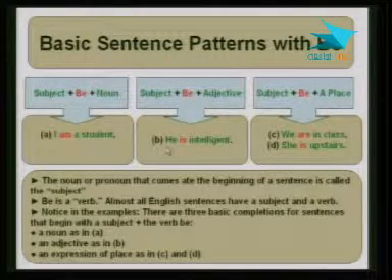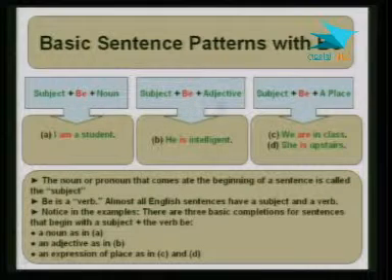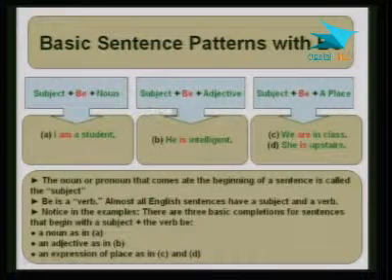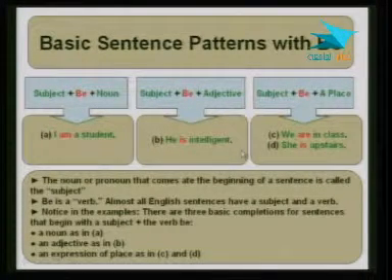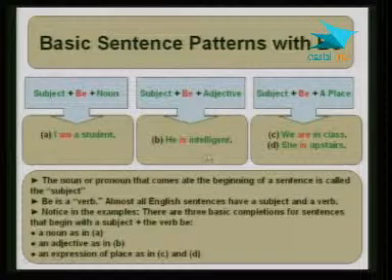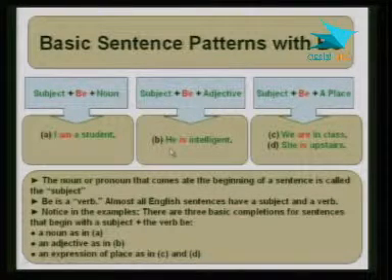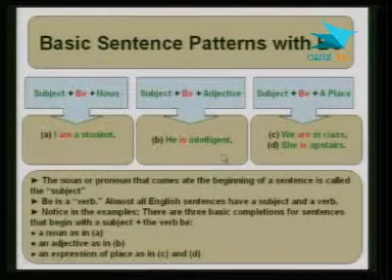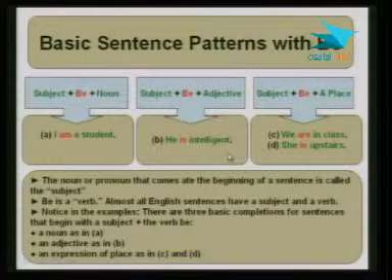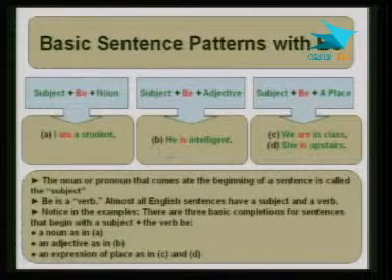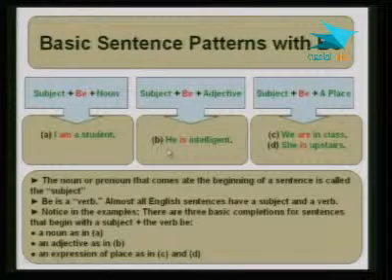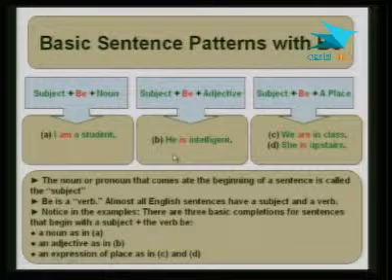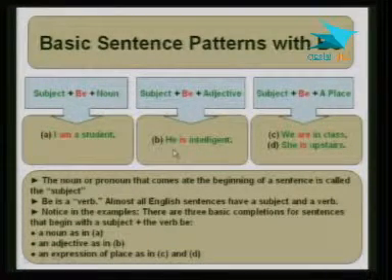The second pattern is subject, verb be, and adjective. Remember, we have discussed the use of be with adjectives in a previous session. And here's the example. He is intelligent. We also can say he is smart, he is happy, he is hungry, and we can also use other pronouns, not just he. We can use she, we can use they, you, or a singular or plural noun.